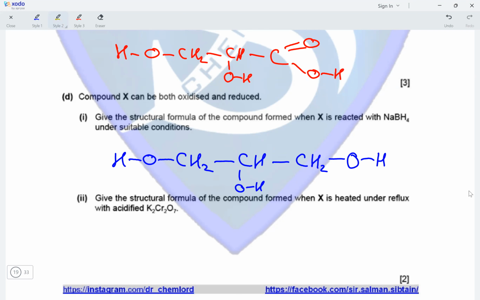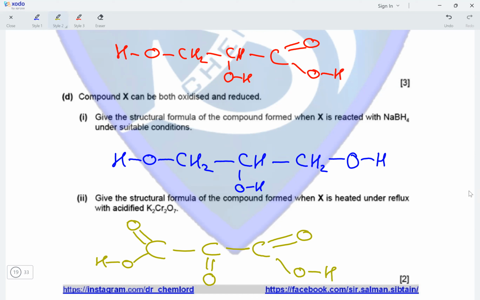Give the structural formula of the compound formed when X is heated under reflux with acidified K2Cr2O7. So the primary alcohol group on the left, CH2OH, will be converted into a COOH group. The secondary alcohol group in between, the CHOH group, will be converted into a C double bond O group, and the aldehyde group on the right will be oxidized to a carboxylic acid group as well. So this is the structure of the product upon oxidation of compound X in the presence of acidified potassium dichromate and heating under reflux.